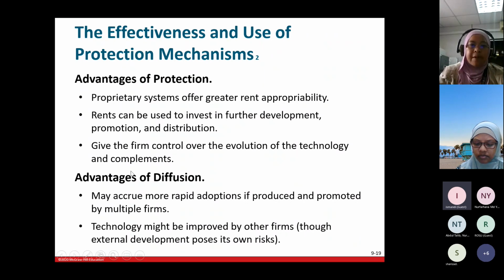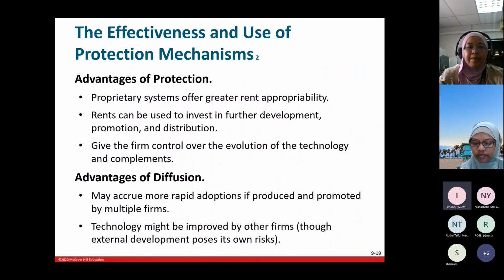And there are also some advantages of diffusion. Protect, actually its opposite is diffusion. Let it go, meaning let everybody know about it. It may occur more rapid adoption if produced and promoted by multiple firms, especially when we are releasing something new and we want people to use it. We want people to realize the importance of having this kind of technology in their daily life. If we have that kind of thing, there is some possibility it is good to diffuse instead of protect.